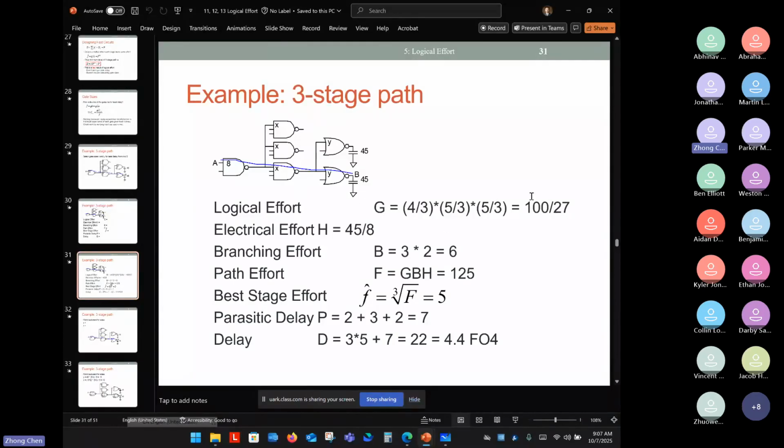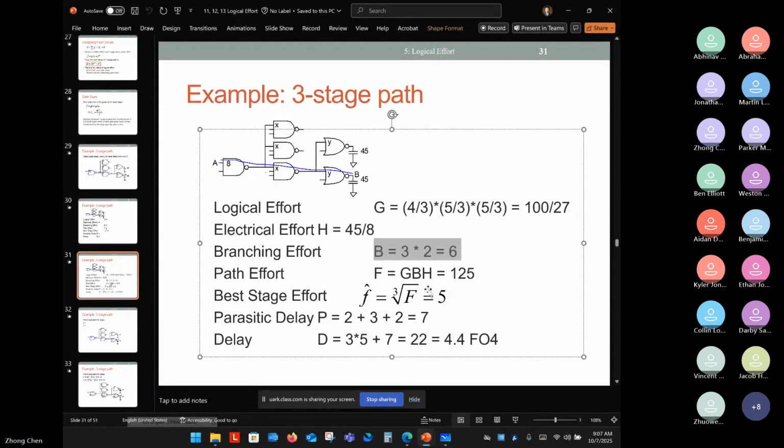You get capital G, and then GBH. B is the branching effort. From this one, there is a 3 branch here and 2 branch here, and each of the branches has the same capacitance. So B1 is equal to 3, B2 is equal to 2. So you have the branching effort here. Then you have the path effort, which you can calculate as GBH. H is the electrical effort.